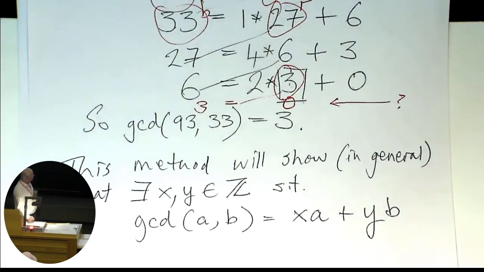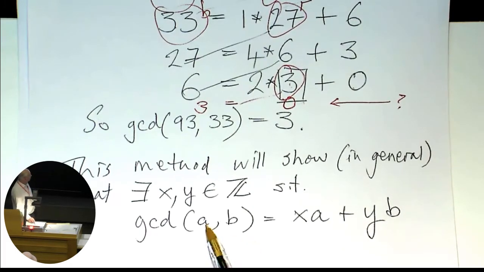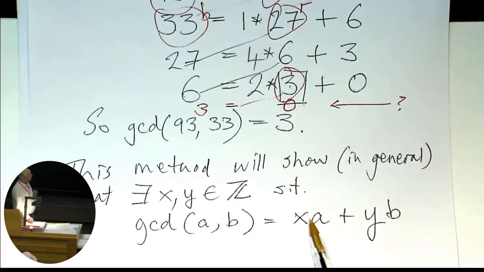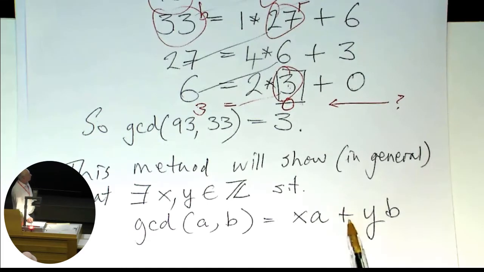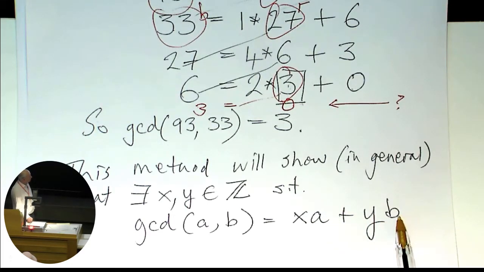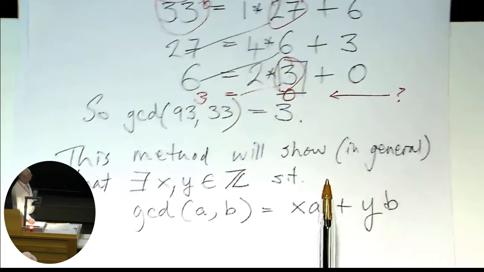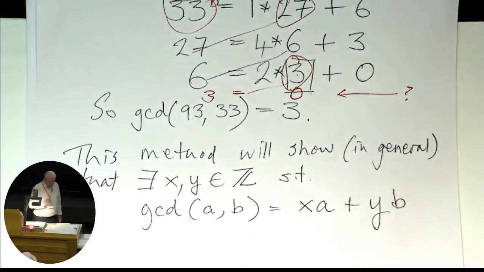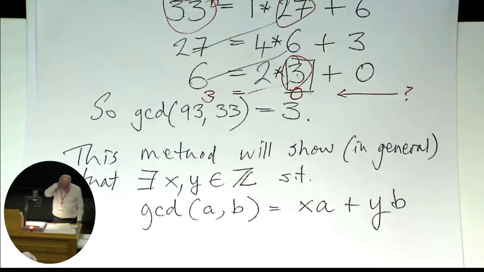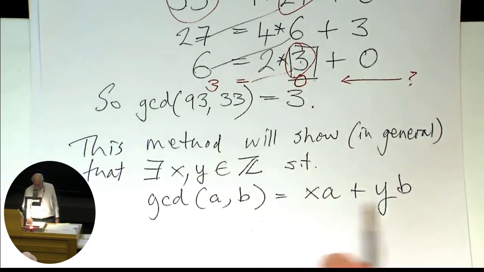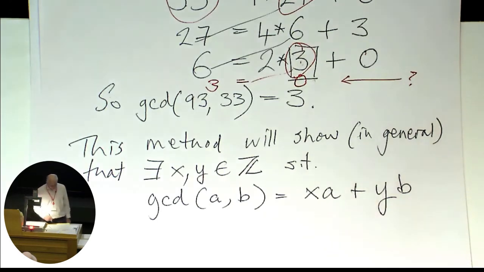There are always integers for which the greatest common divisor is an integer times a plus an integer times b, where one of them will typically be negative. If you've done any ring theory, it's to do with ideals and principal ideals. But I'm going to give you a method for finding x and y. Is this something you did last year?